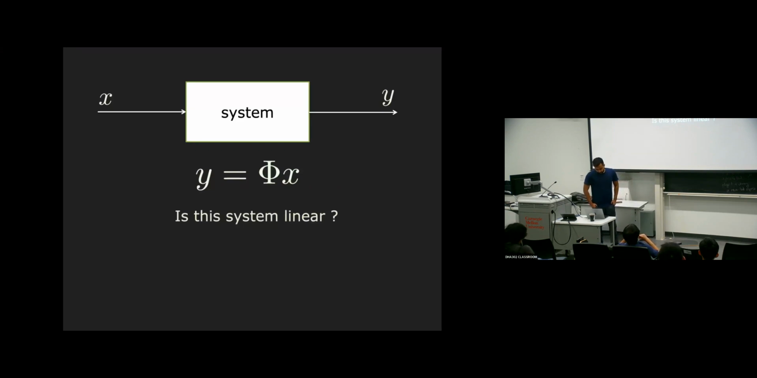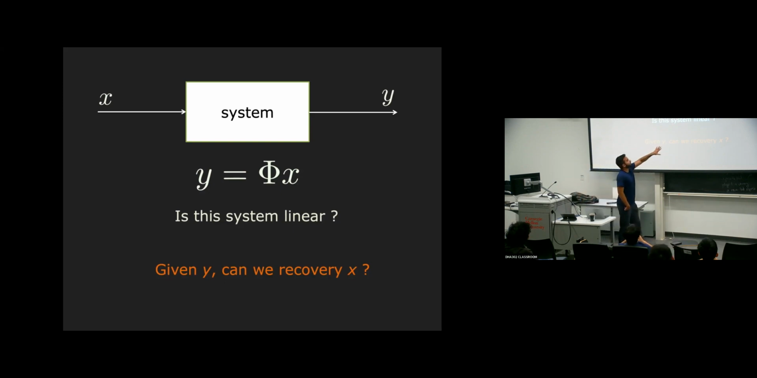A lot of this class is about linear algebra. So we have this fundamental system. X is the input and Y is the output. And the system is unknown, right? You don't know what it's doing under the hood, but it spits out a Y. Is this system linear? And the main question we want to see is, given some output, you don't know about X or the system, but you know about the output. Can you recover X? This is a fundamental phenomenon that happens in the real world.